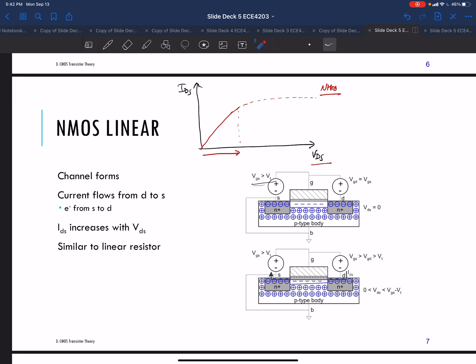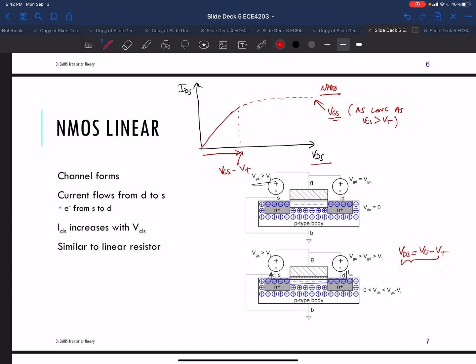So this basically goes up until VDS gets to be VGS minus VT. Okay, and this is like a magic voltage where at this point it's VGS, whatever value this was. So remember, this is for a given VGS, as long as VGS is greater than VT.